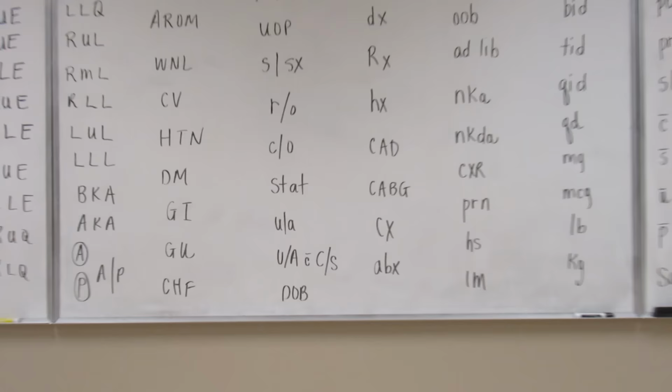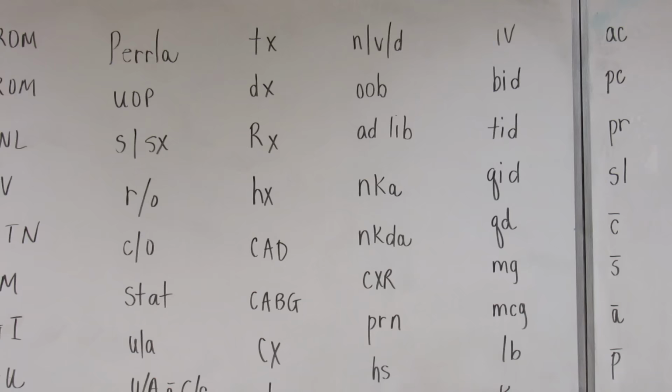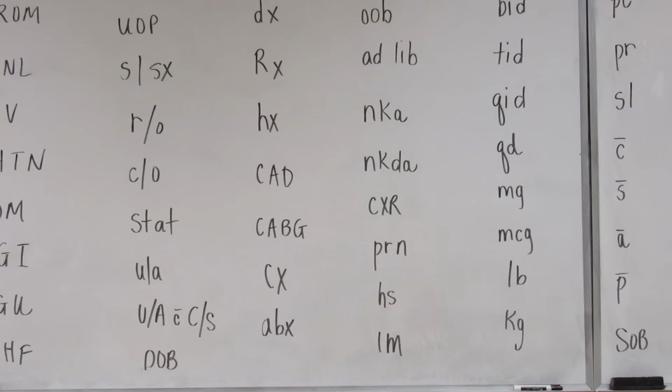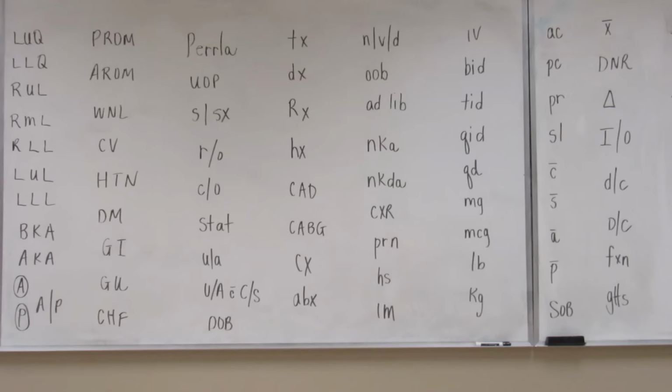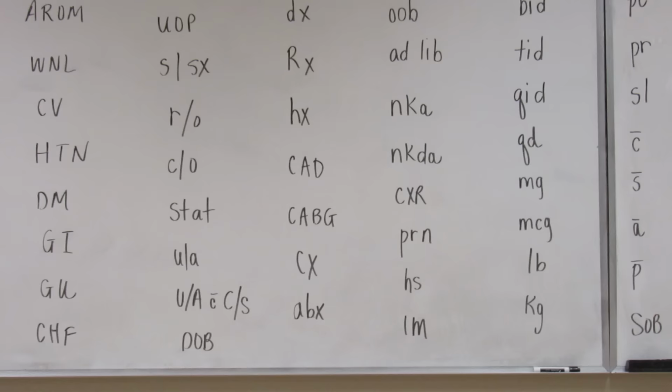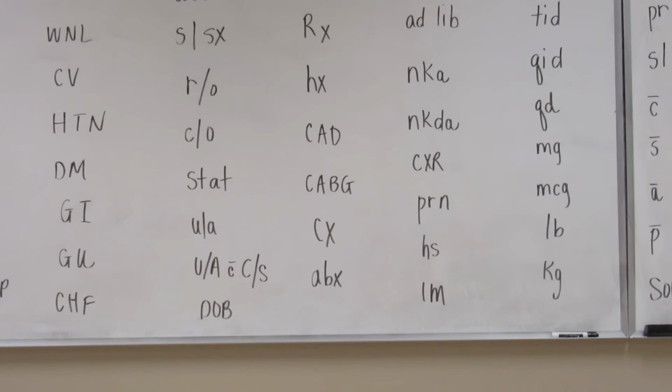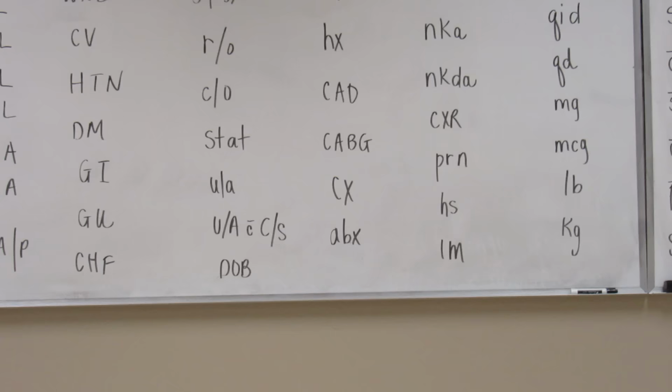Moving on to the fifth column, we have TX, which is treatment. DX is diagnosis. RX is prescription. HX stands for history. CAD is coronary artery disease. CABG is a surgical procedure standing for coronary artery bypass graft, commonly called a CABG. CX stands for culture. ABX stands for antibiotics.